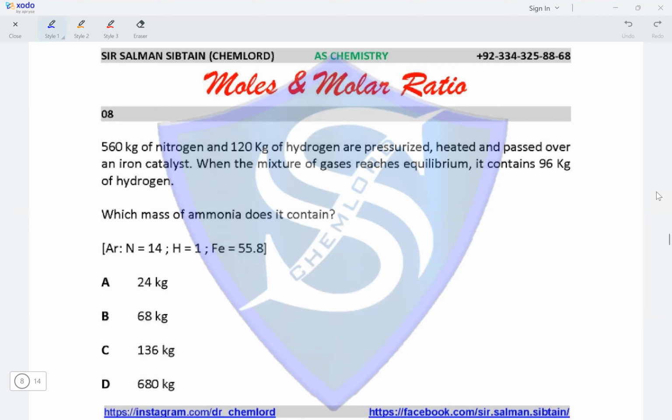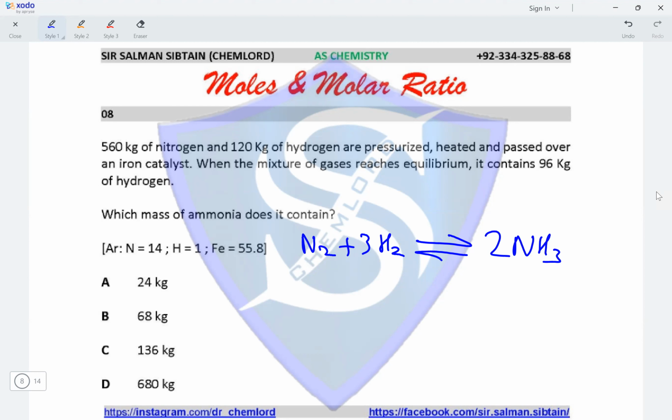Question 8. 560 kg of nitrogen and 120 kg of hydrogen are pressurized, heated, and passed over an iron catalyst. When the mixture of gases reaches equilibrium, it contains 96 kg of hydrogen. Which mass of ammonia does it contain? So the equation for this reaction would be N2 plus 3H2 giving us 2NH3. So we are comparing the masses of hydrogen and the production of ammonia.